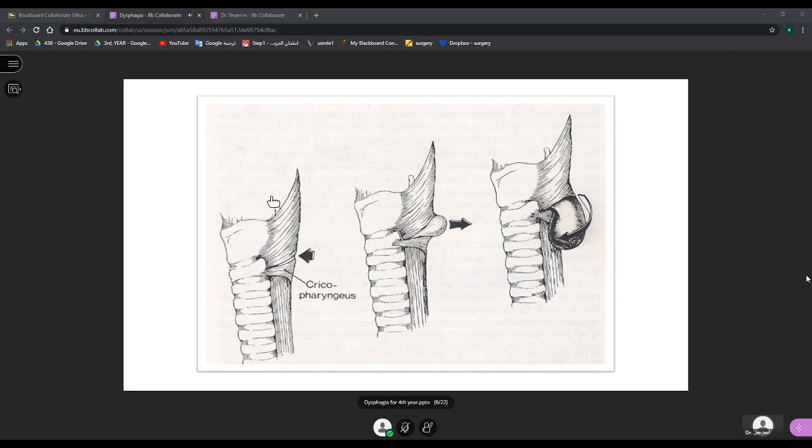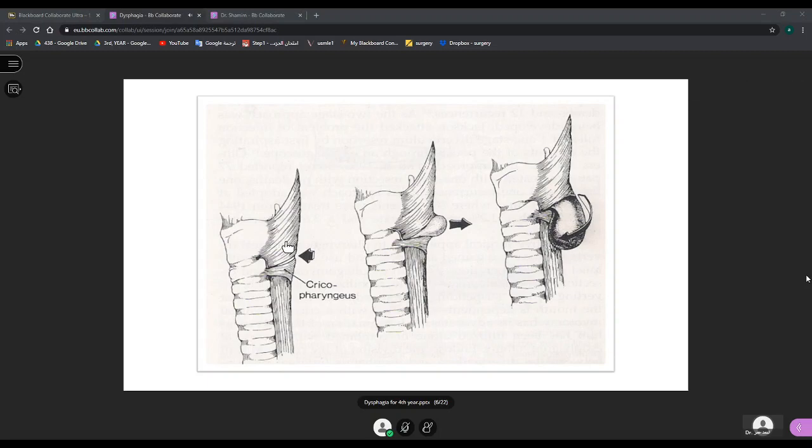Look at this part of the slide. Now the food is coming here in the oropharynx. This is the cricopharyngeus muscle. This muscle should relax in order to allow the food to pass into the esophagus here. This is the cricopharyngeus muscle, and this is the esophagus. Now the problem is that this muscle fails to relax because of a disordered swallowing reflex, and this can happen sometimes due to medical conditions like Parkinson's disease, bulbar palsy, neurological disease, muscular disease, and so on.